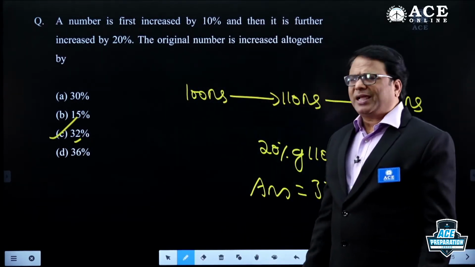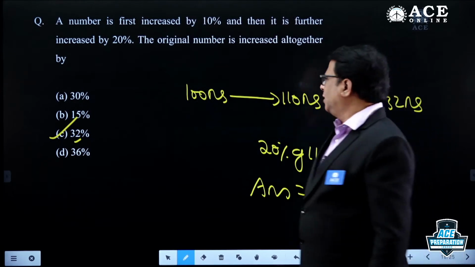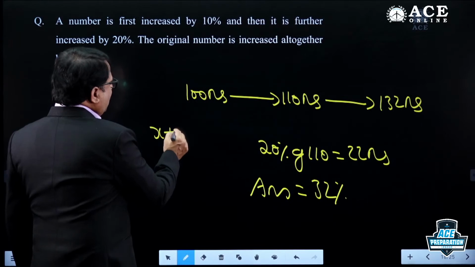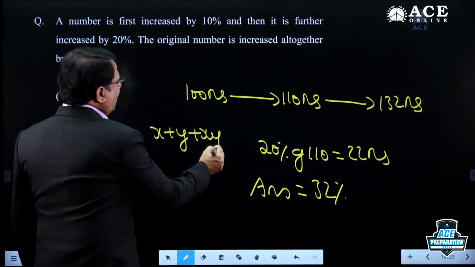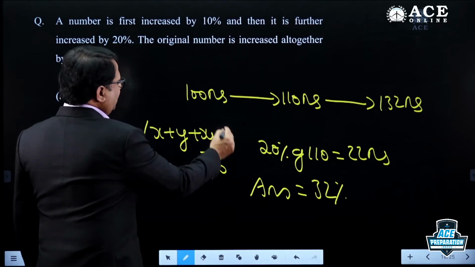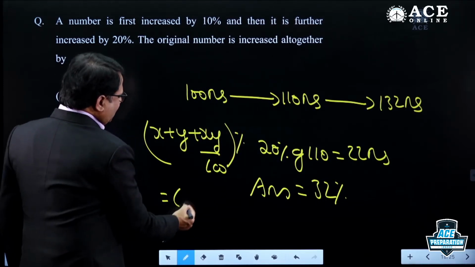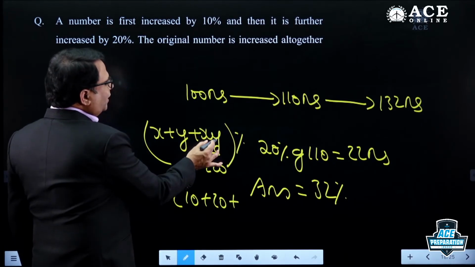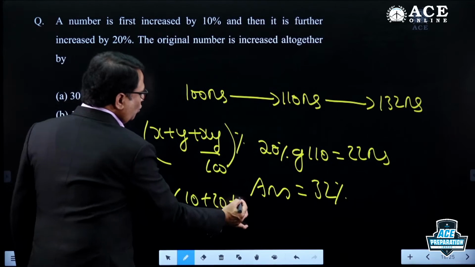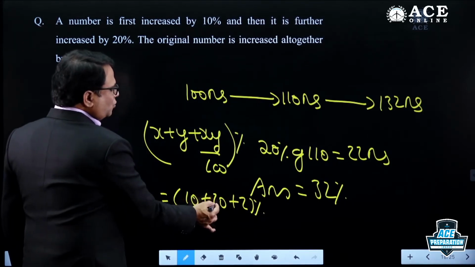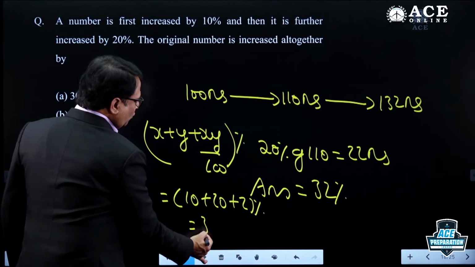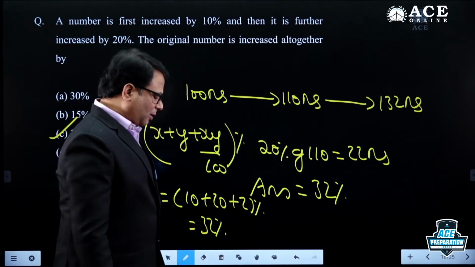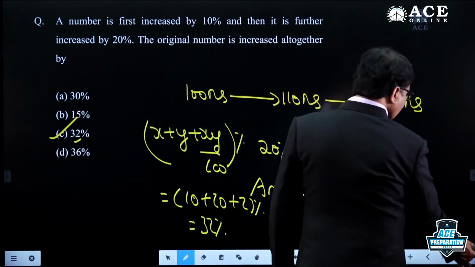Okay, and if you want, I can give you a formula also to find the answer for this. The formula is like this: x plus y plus xy by 100 percentage. First x is 10, then y is 20, then next 10 into 20, 200. 200 by 100 is 2%. So 10 plus 20 is 30, 30 plus 2 is 32%. This is the formula. Okay, right. Now let us look into the next question.